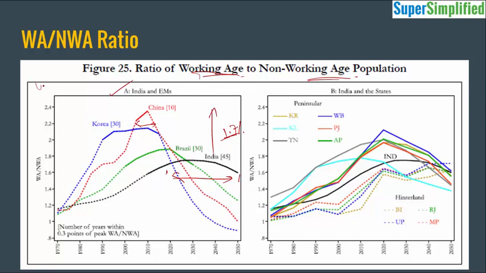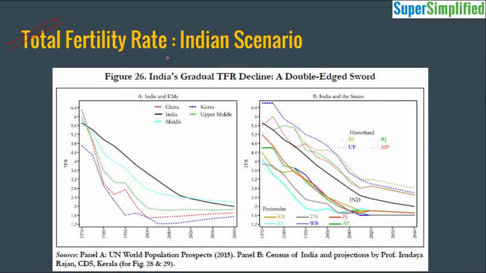What is 1.7? It is a ratio of the working age population to non-working age population. Within India, the peninsular states are going to achieve the peak in demographic dividend in the early stages and the hinterland states in the later stage. And what is the scenario of total fertility rate? You can see here that as it is decreasing in the other countries, it is decreasing in India also. The figure illustrates that all these countries started the post World War II era with roughly the same very high total fertility rate.